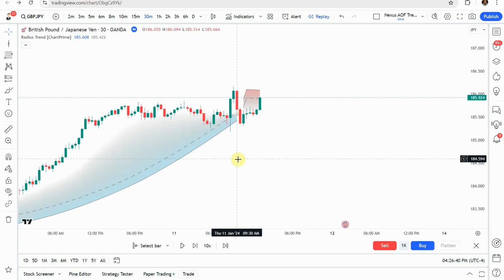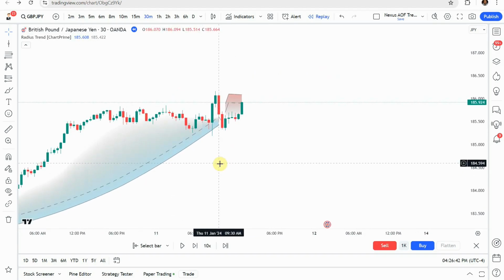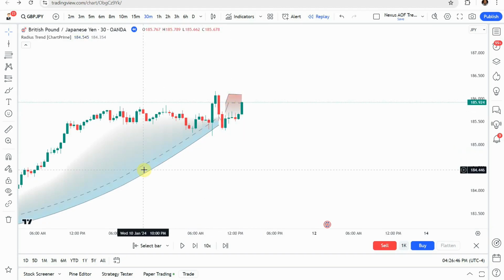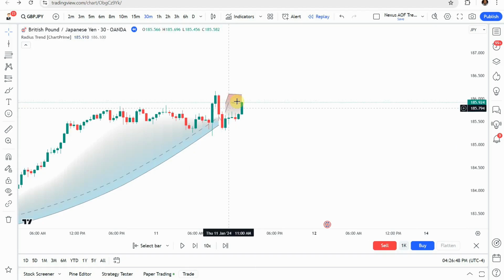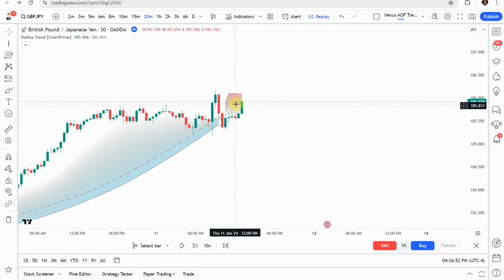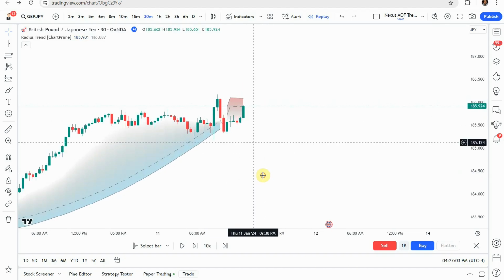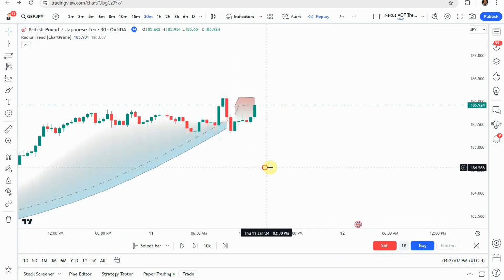One of these strategies is when the coloration shift in the cloud takes place, so from the blue to the red like this here, you should then look for price to pull back to this dashed line, and when it does, you should then enter into either a short or a long depending on the color. In this case, we're looking for a short trade because it is switching from the blue to the red right here, and we get that pullback to the dashed line right here.